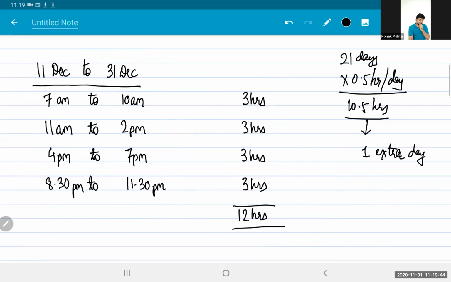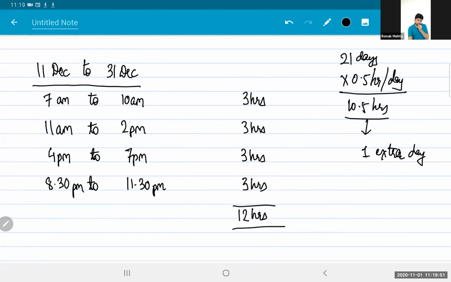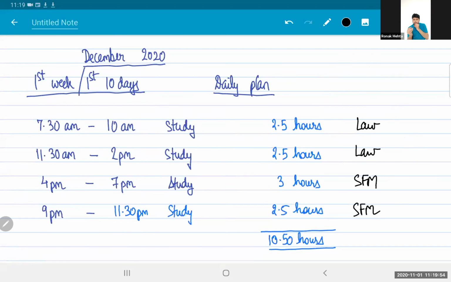That's why I did this categorization: according to you, which is complete theory, which is complete practical, which is a mixture of theory plus practical. So SFM plus law, you do this for the first 10 days. There is a possibility that maybe 10 days or 15 days, first 15 days, SFM gets over. Replace SFM by maybe, let's say, costing. And then study law plus audit, law plus SFM, law plus costing, then law will get over, so audit plus costing, then audit will get over, or costing will get over, then study IDT.